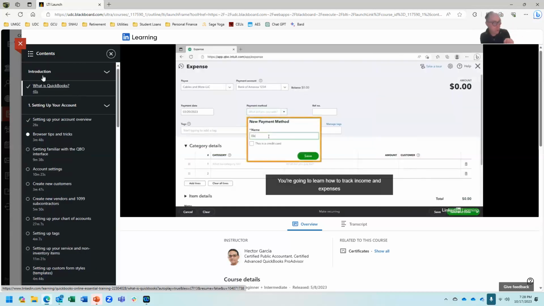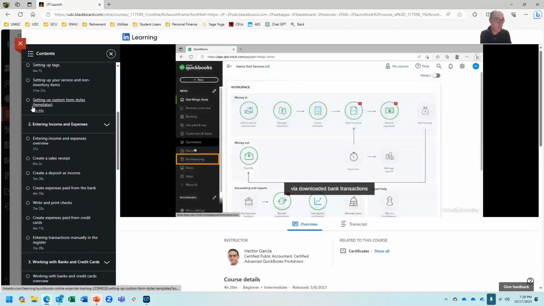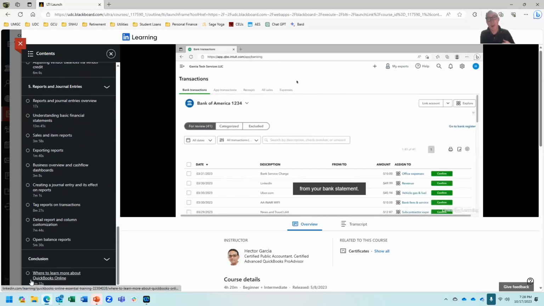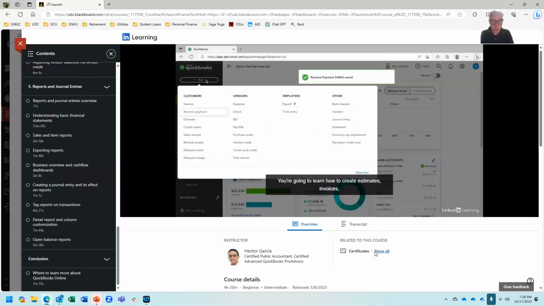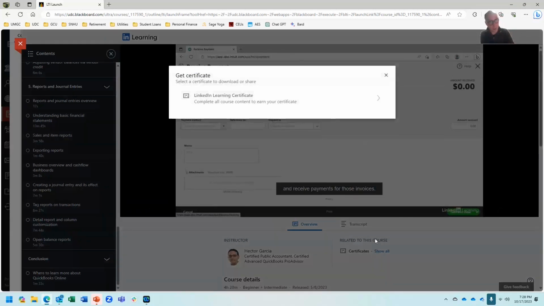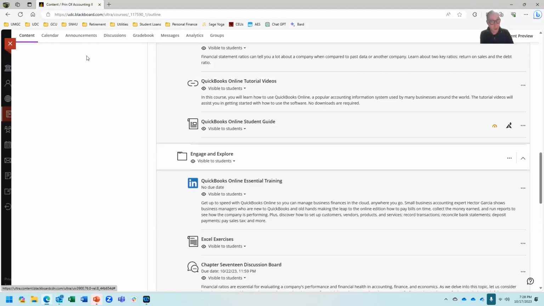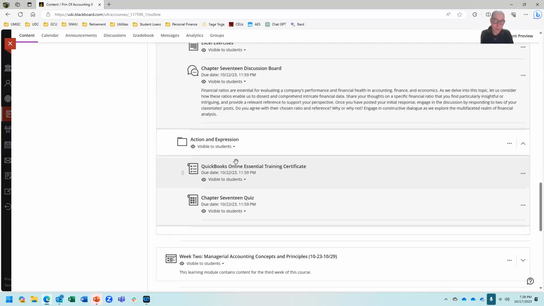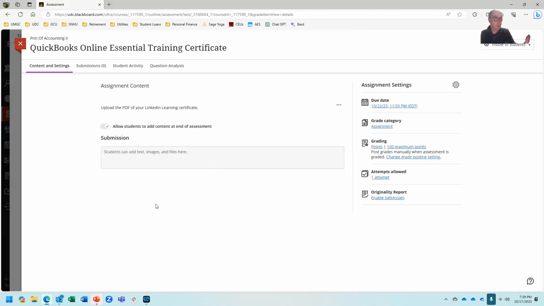You'll know you've completed a video when there's a little green check mark. Okay? All of these need to have that little green check mark, including the conclusion. At the end, it'll show you a certificate. You want to download that as a PDF. And you'll come back to the classroom with that PDF and upload it under Action and Expression. It says QuickBooks Online Essential Training Certificate. You'll upload your certificate there. So that's task number one for this week.